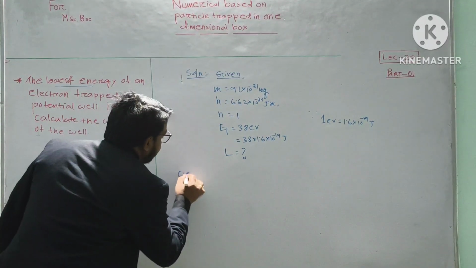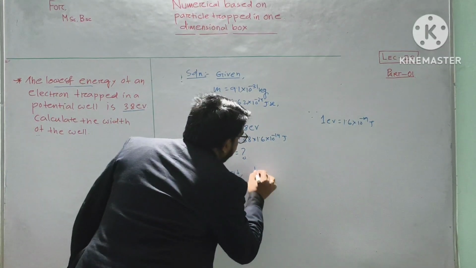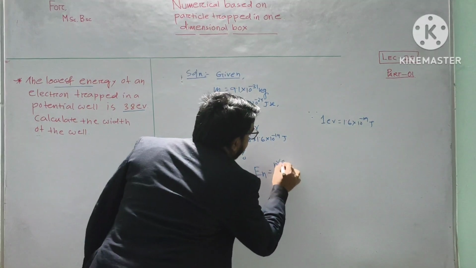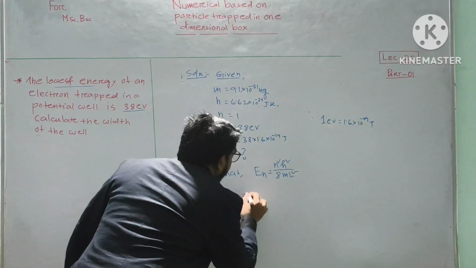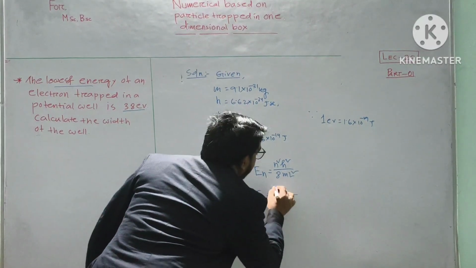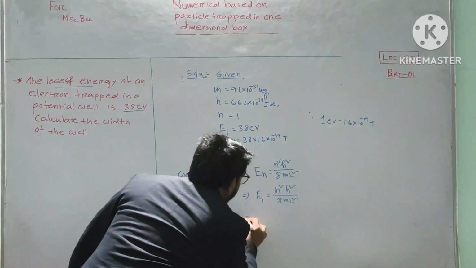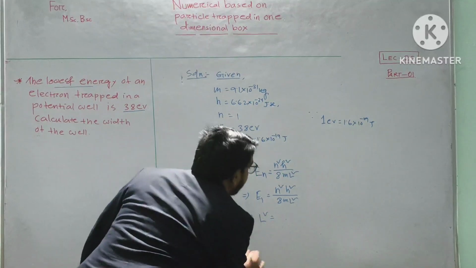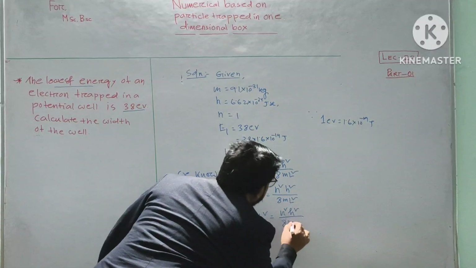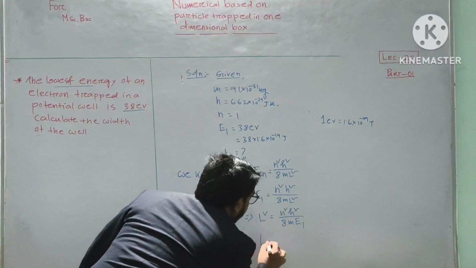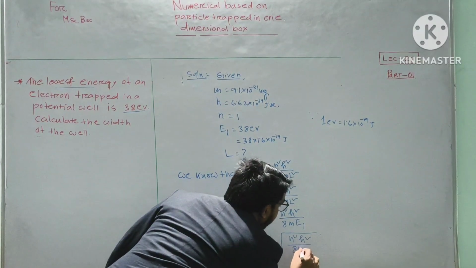We know that En equal n square h square divided by 8 m L square. So E1 equal n square h square divided by 8 m L square. Then we can write L square equal n square h square divided by 8 m E1. Okay. So L equal under root of n square h square divided by 8 m E1.